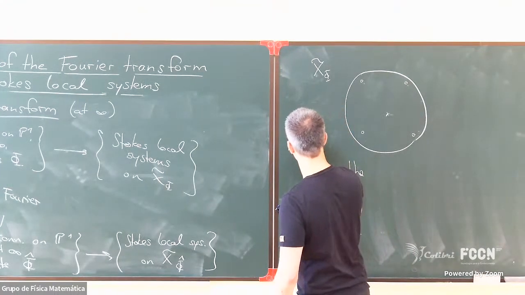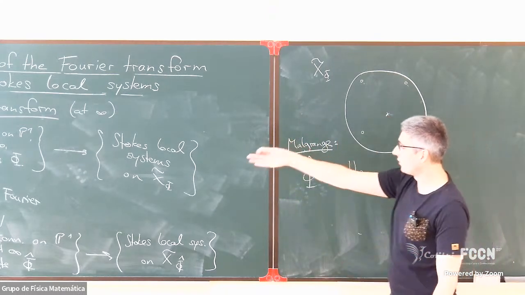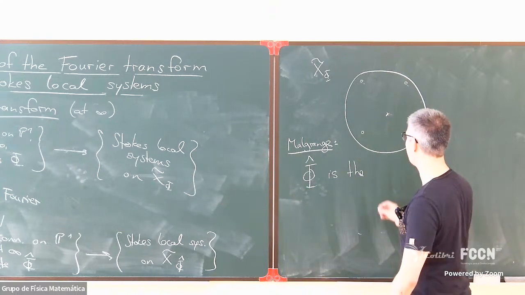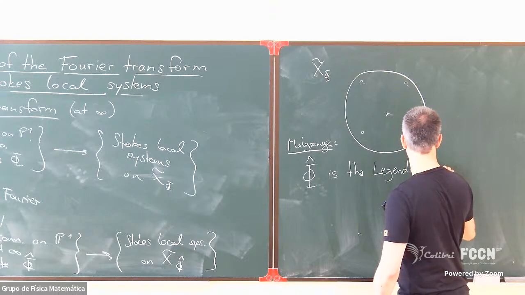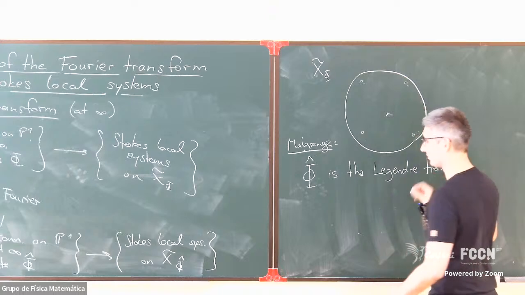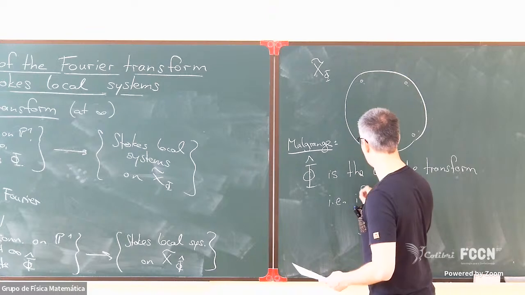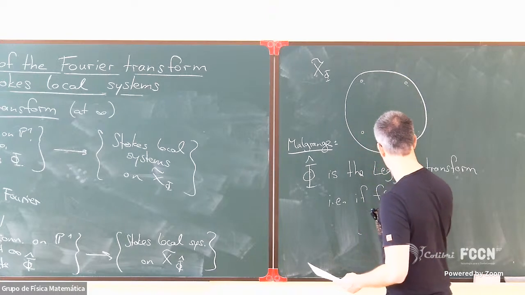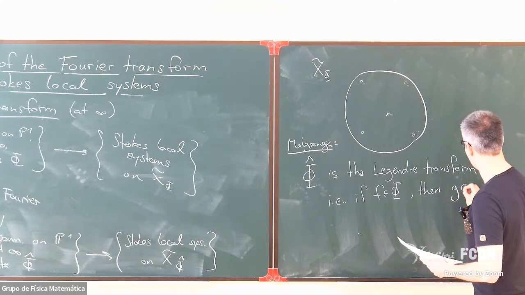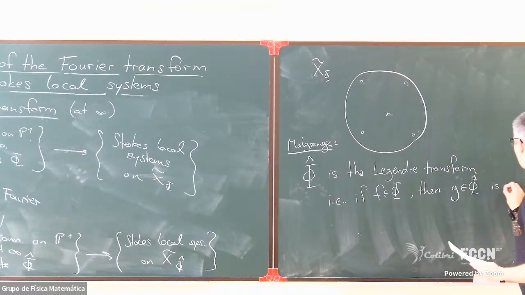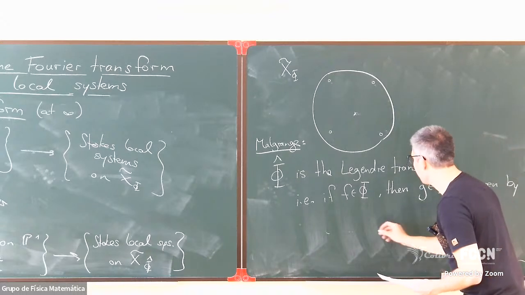And this is due, let's say, to Lagrange. So how does the formal type, how do the exponents change under the Fourier transform? This is given by the so-called Legendre transform. What does it mean? So if I have an exponent in phi, then the transform is given by the following rules.